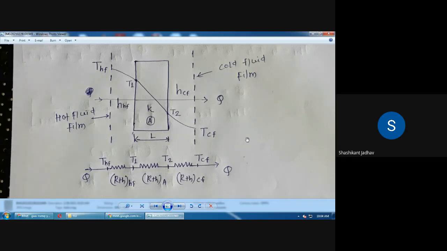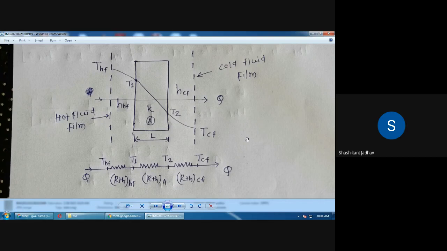So in this total system, first heat is transferred because of the convection, then heat is transferred because of the conduction, and then heat is transferred because of the convection. So for this whole system we have to calculate the overall heat transfer coefficient. And below this diagram we have to draw the resistor diagram.